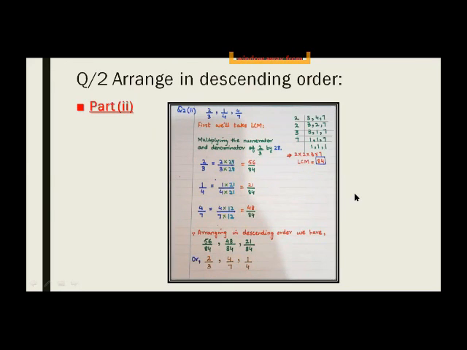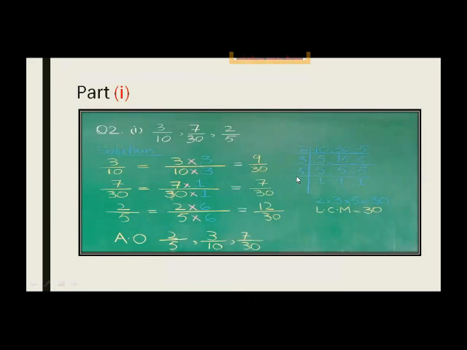Now question number 2: 3 upon 10, 7 upon 30 and 2 upon 5. You will have to arrange these in ascending order. Again, this is the same. When the denominators are different, you will have to take the LCM. First take the LCM of 10, 30 and 5. You will get 30. Then you have to multiply each denominator by a number so that the denominator becomes 30. So 10 times 3 is 30, 30 times 1 is 30, 5 times 6 is 30.